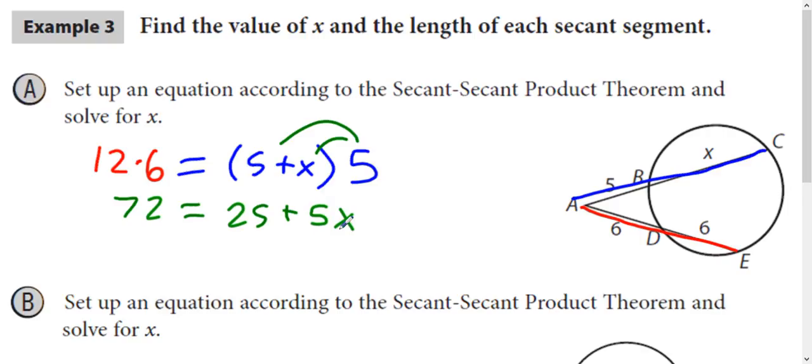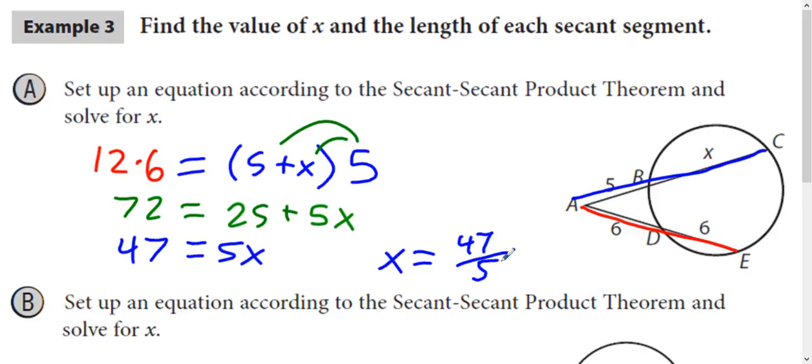So we're going to solve for x. So we subtract the 75. You get 47. And divide, you get x equals 47 divided by 5. You could get the decimal for that if you wanted to. It'd be 9.4. Or you could leave it as a fraction.